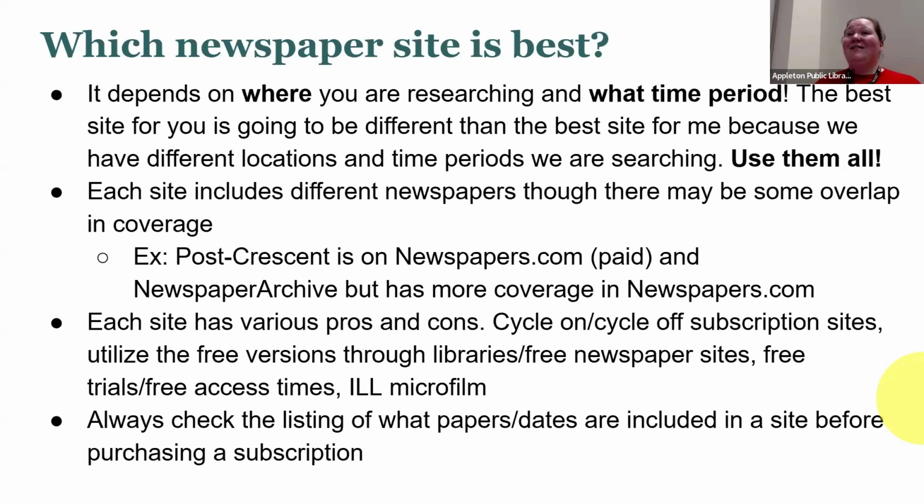And then I'll make myself notes like, hey, next time you have access to Genealogy Bank, you're going to look up these titles or these names of people, because you know Genealogy Bank has like the most Milwaukee newspapers, and you don't want to pay for it right now, but maybe in 6 months you're going to pay for a month of it and search for all these names. In the meantime, use the free versions through the libraries or the free newspaper sites. Use those free trials or the free access times like they might have on newspapers.com. Try to interlibrary loan that microfilm, get it sent here to the library where you can browse it.